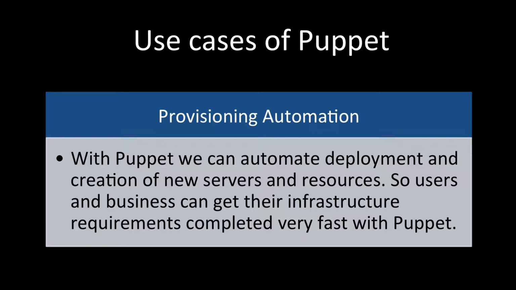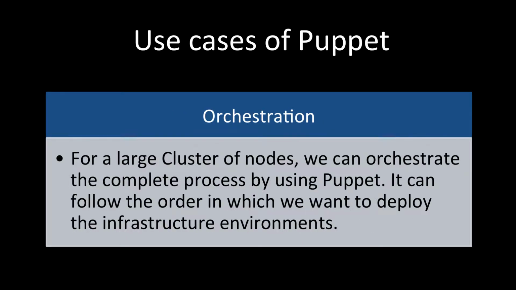Then we have orchestration. Whenever we have a large cluster of nodes that are dependent on each other, we have to orchestrate them. With Puppet, we can orchestrate the complete process, and it can follow the order in which we want to deploy the infrastructure environments. Let's say we have to set up a queue environment, a database, and an application server. All those things can be done using the orchestration features of Puppet.